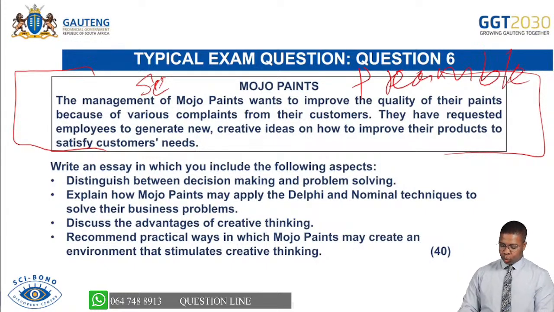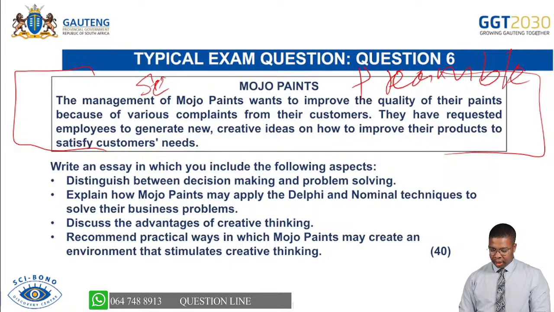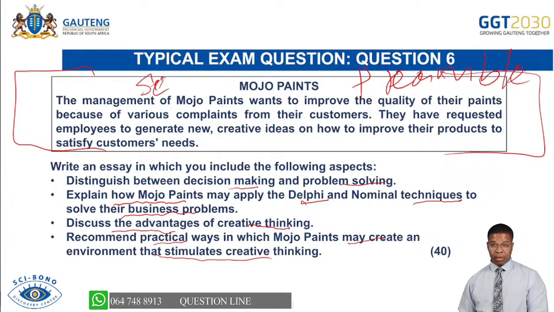Write an essay in which you include the following aspects: distinguishing between decision making and problem solving. Then also explaining how Mojo Paints can apply Delphi and nominal group technique to solve their what? Problems. And then discussing the advantages of creative thinking and recommending practical ways in which the business may create an environment that stimulates creative thinking.